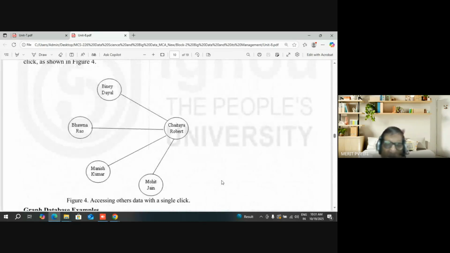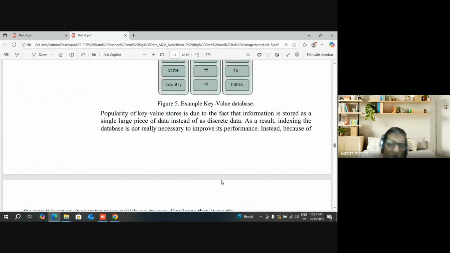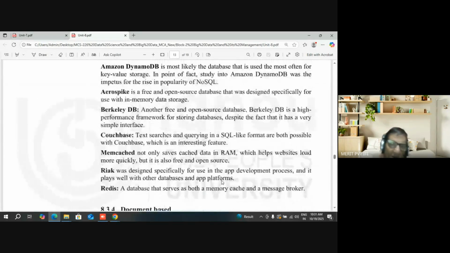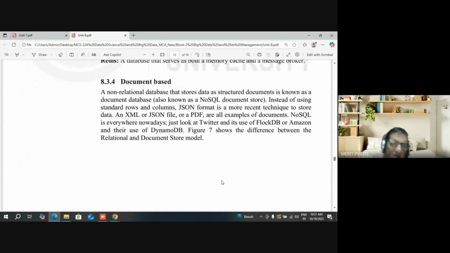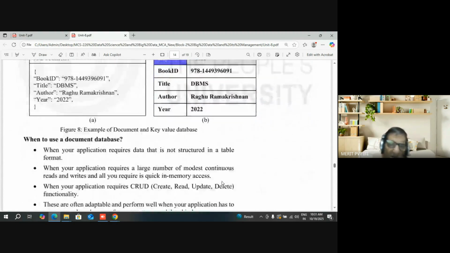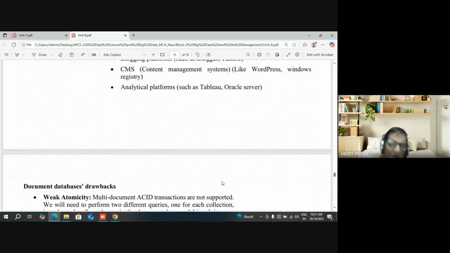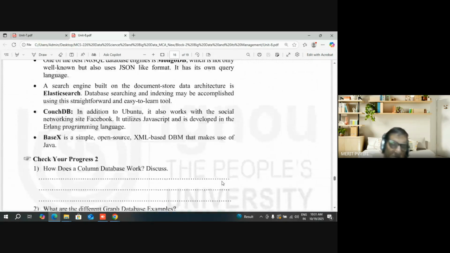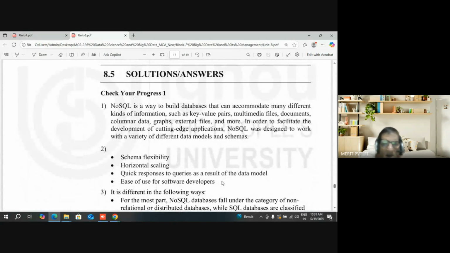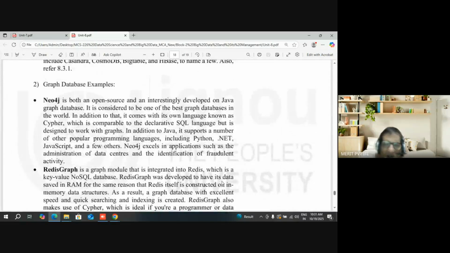Okay? So that finishes your block 2. Document based, all these things you can see, it's a well written document, so you can see this. Then, any question or any doubt?